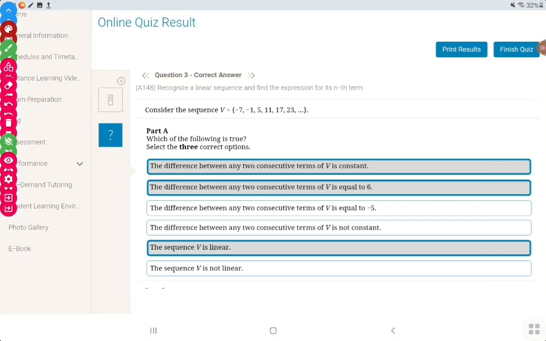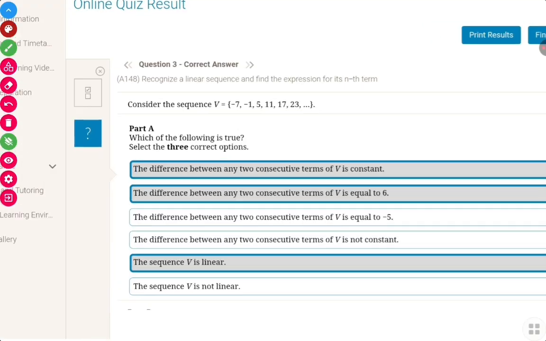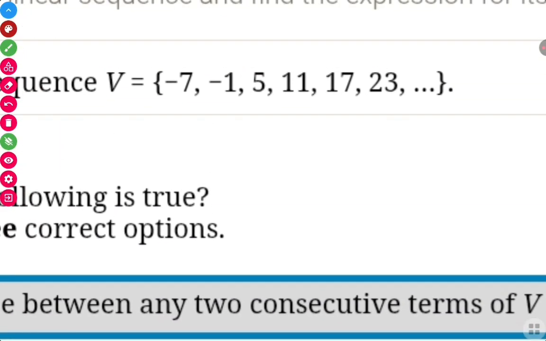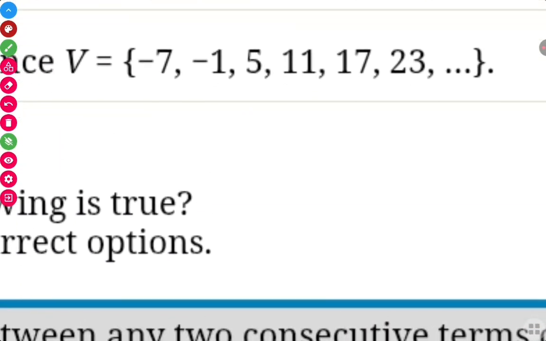Okay, question 3. Another sequence. So we check if it's linear, cubic, or quadratic. They didn't tell us to name anything, so we can just name it first difference, second difference, and third difference if there's even going to be.